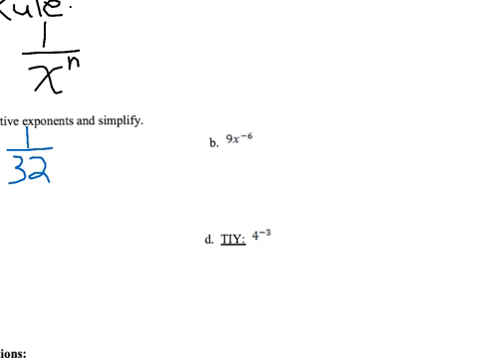9 times x to the negative 6th power. Notice that the negative 6 is only the exponent on the x and not the 9. So when we use the reciprocal rule, we're going to have our 9 still there, and that's going to be over x to the 6th. Now I have my positive exponent. I can't simplify anything further, so I'm done in that example as well.